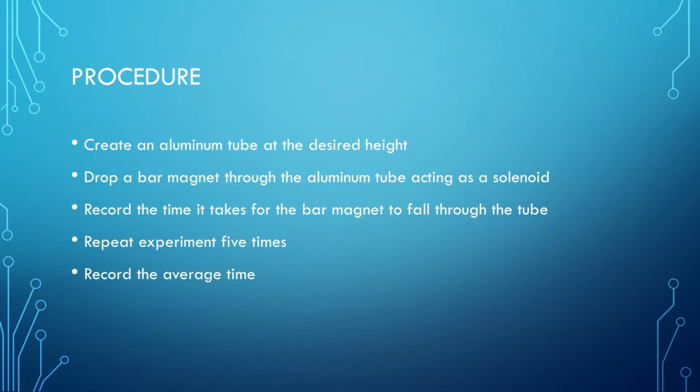The procedure for the lab began with creating an aluminum tube at the desired height. The height was just the roll itself. We dropped a bar magnet through the aluminum tube acting as a solenoid, and then we recorded the time it takes for the bar magnet to fall through the tube. Once we had this, we repeated it 5 times, and with all those times we got the average time, which is what we use as our experimental point.